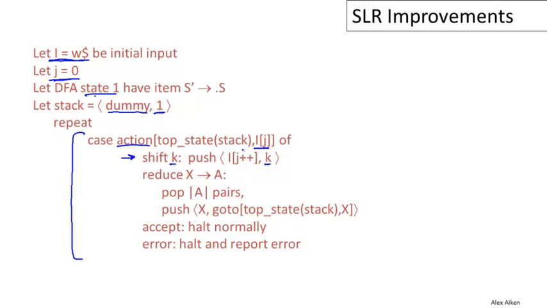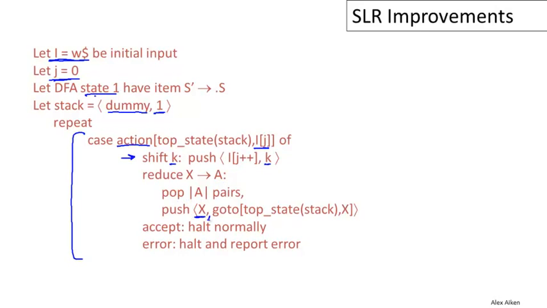Now, what about the reduce moves? So this one's a little bit interesting. First thing we're going to do is pop a number of pairs off the stack that's equal to the length of the right-hand side of the production. And then what do we push onto the stack? Well, we're going to push the non-terminal on the left-hand side onto the stack.